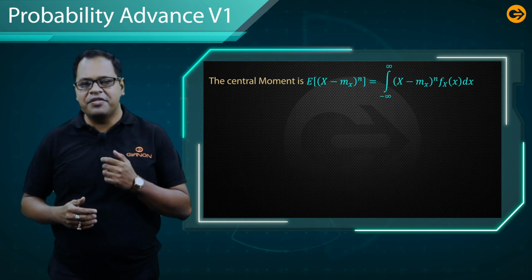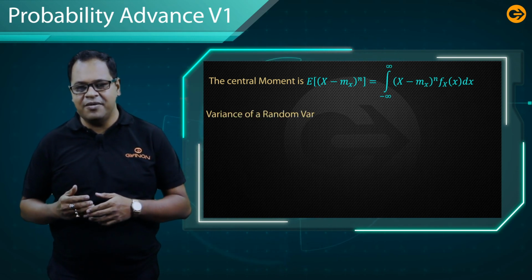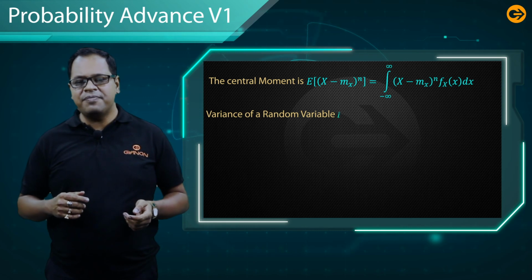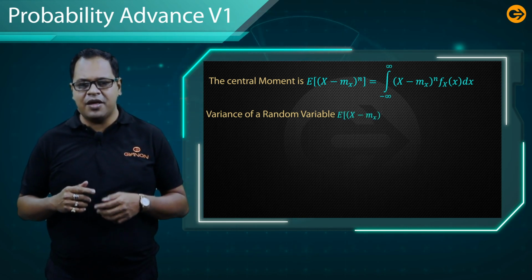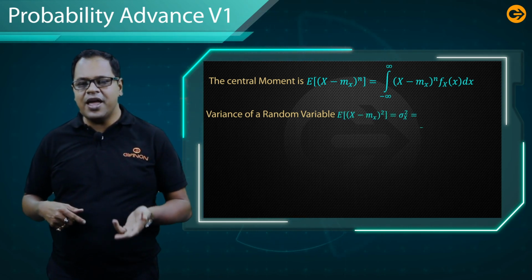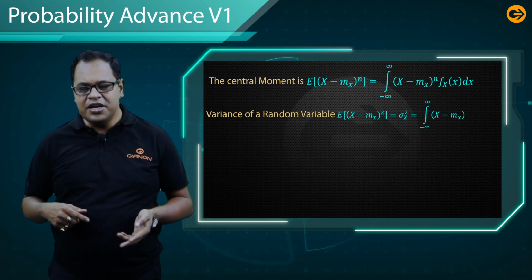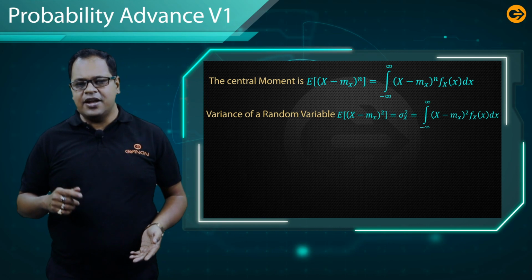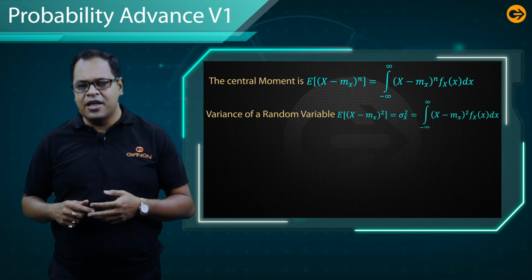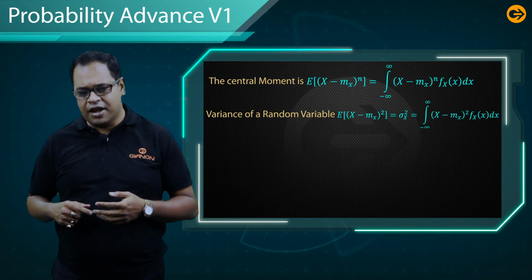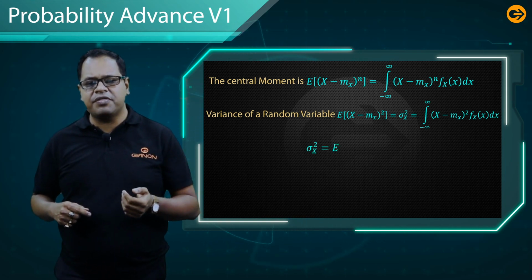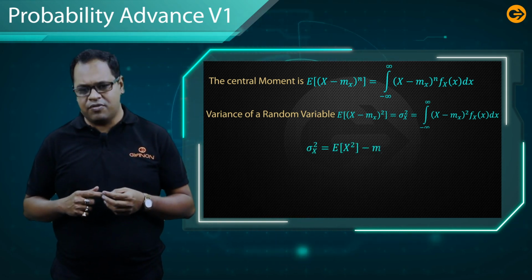Hence, let us discuss the variance of a random variable X, which is E[(X - m_X)^2] equal to sigma_X squared, which is equal to the integration from minus infinity to infinity of (x - m_X)^2 f_X(x) dx. So, sigma_X squared is equal to E[X^2] minus m_X squared.